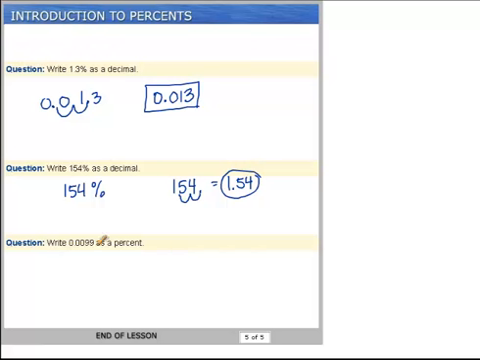Write 0.0099 as a percent. Now we do the reverse. We move the decimal place over 2 places and put a percent sign on it, and we get 0.99%. This brings us to the end of the lesson on Introduction to Percents. Please make sure to work through this lesson at your own pace and work well. Yay!